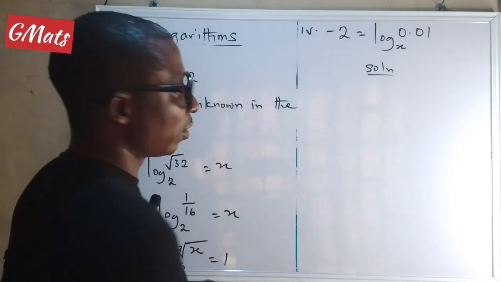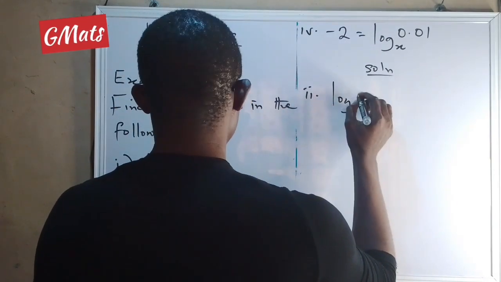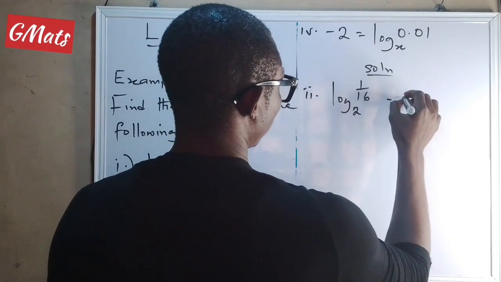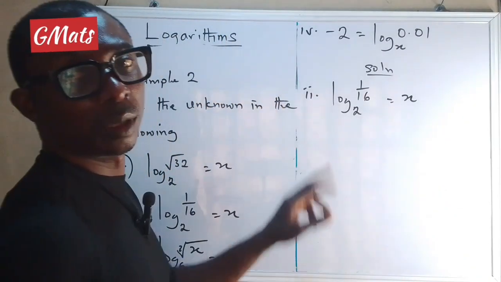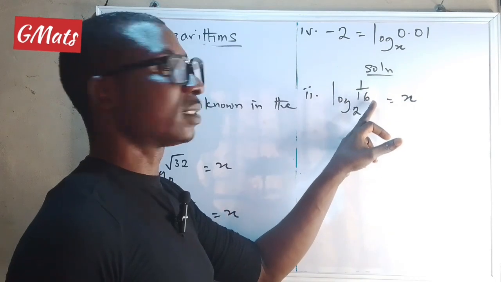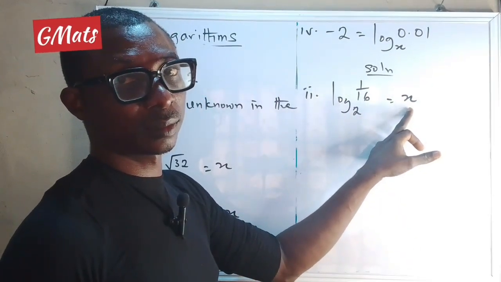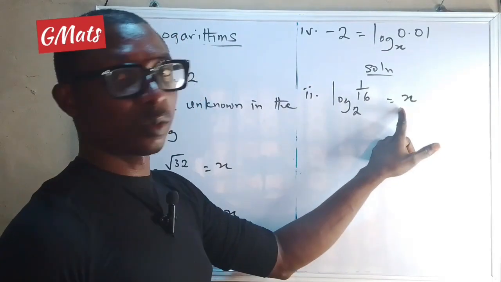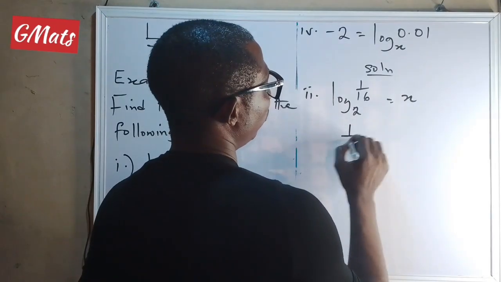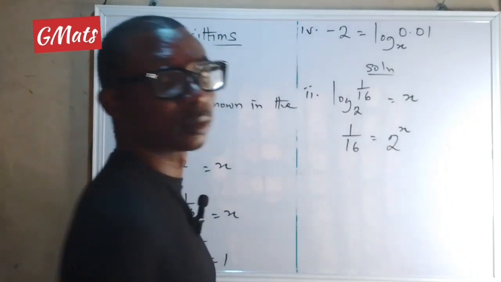Now let's look at the second question. We have log of 1 over 16 base 2 equals x. Now this base comes here, so we have 1 over 16 equals 2 raised to the power of x.